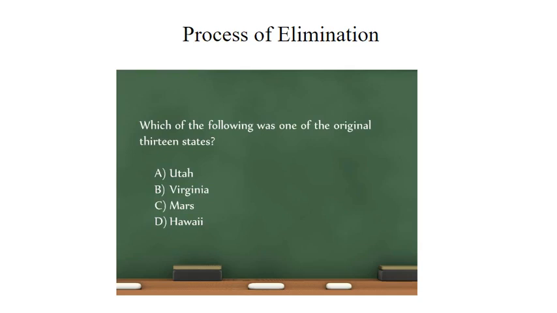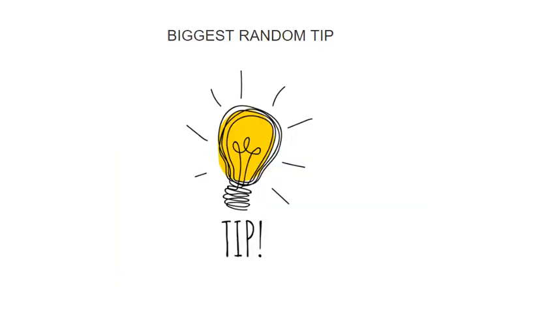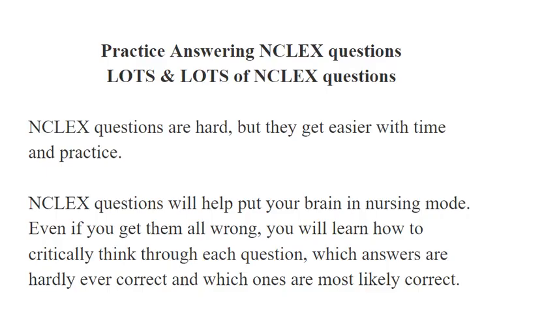If you can eliminate one answer, you've now increased your chances of guessing correctly based on what's left. And then I have one big random tip that I recommend all nursing students do, and that of course is practicing lots and lots of NCLEX style questions. NCLEX style questions, they're hard, but I promise you they get easier with time and practice.